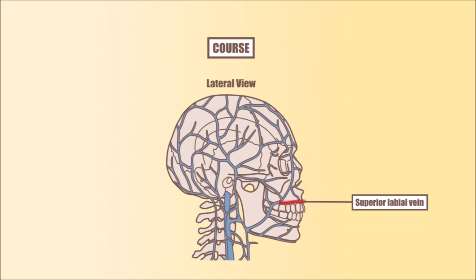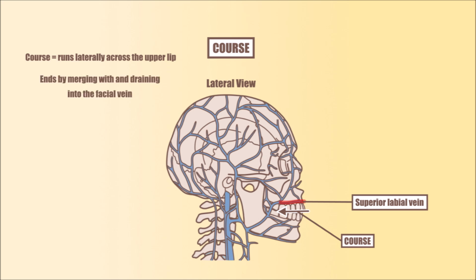What is the course of this vein? This vein runs laterally across the upper lip. This vein ends by merging with and draining into the facial vein. The facial vein can be seen here highlighted in yellow.